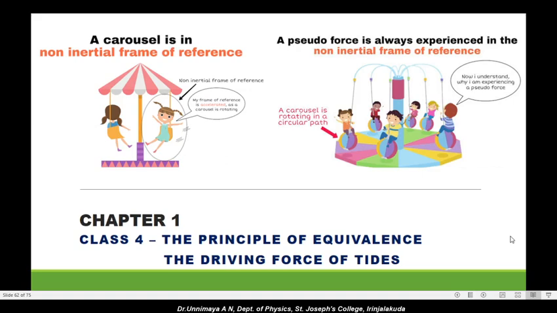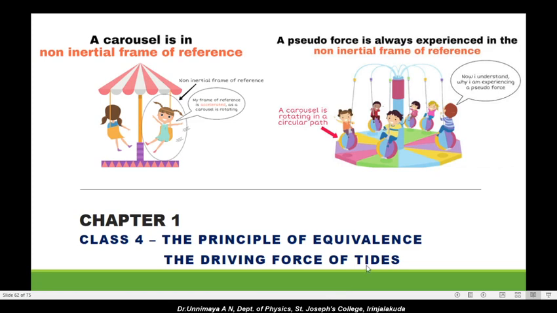Hello all. Today we are going to discuss the principle of equivalence and the driving force of tides. This driving force of tides topic is an essay topic. We have to expect an essay from that topic. So you have to study that topic very well since it is an essay topic and it has a little bit of derivation also. So please go through that topic very carefully.